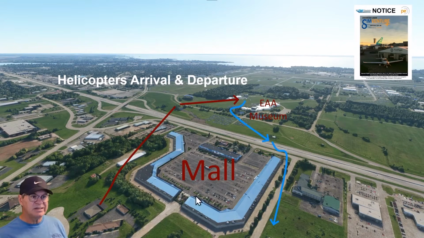There is a mall in the sim. This is a sim picture. The mall has a blue roof on it, and this is your ingress and egress from that area where you can pick up passengers and take them for flights.